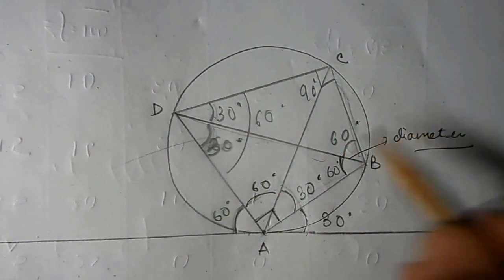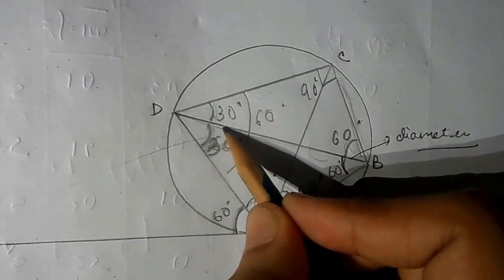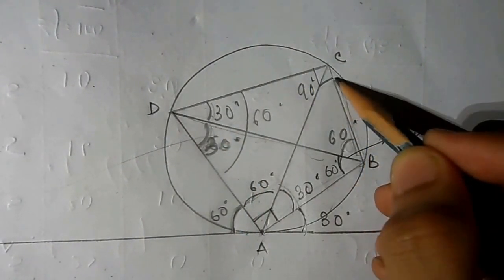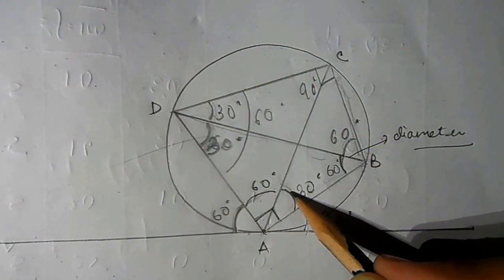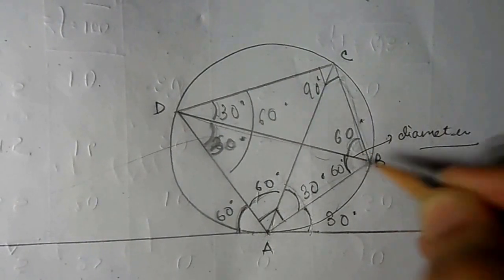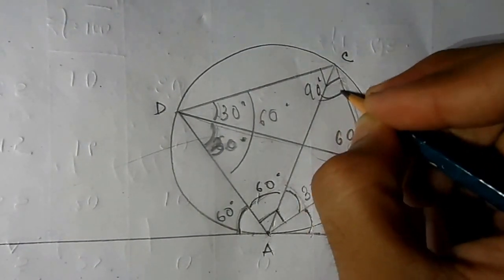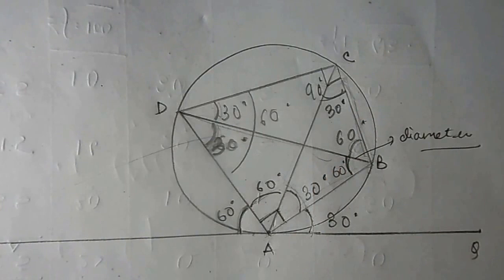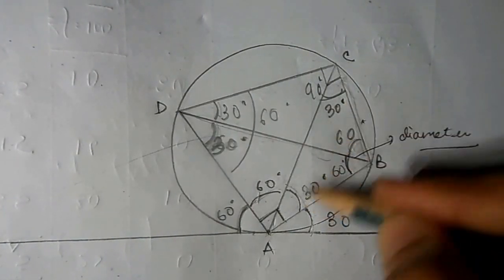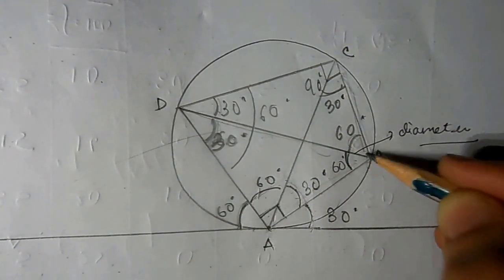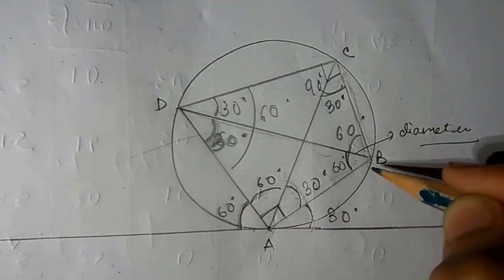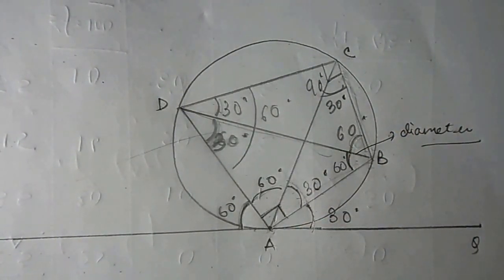Okay, now if this is 60, this is 30, the whole of this will be equal to 90, this is 30, this is 120, so this will be equal to 30 degree. Property of triangles: two angles are equal and one angle is unequal. So this proves that triangle ABC is an isosceles triangle.